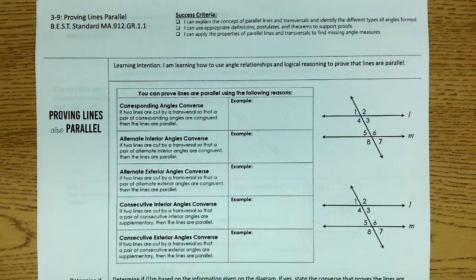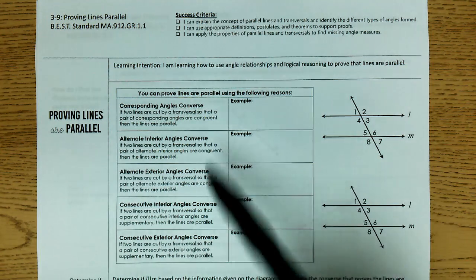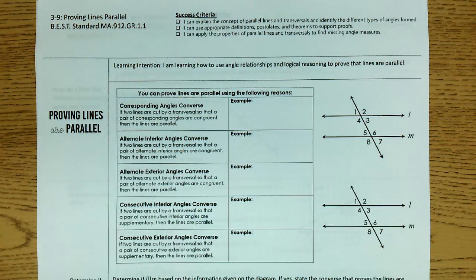I can use appropriate definitions, postulates, and theorems to support proofs. That, again, goes along with this little chart right here that we've done on other pages. And then I can apply those properties of parallel lines and transversals to find missing angle measures. Again, similar things here to that last couple sections ago, but now we're actually using it in somewhat proofs. It's not a full proof, it's just showing, are those angles supposed to be equal? Are they supposed to add to 180? How does it work? Okay?